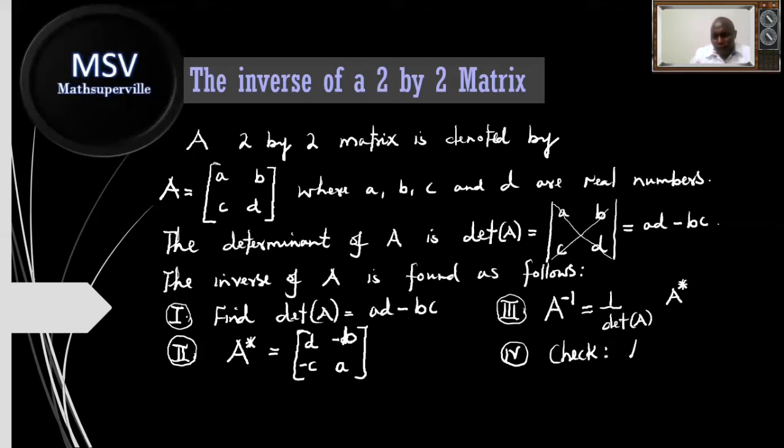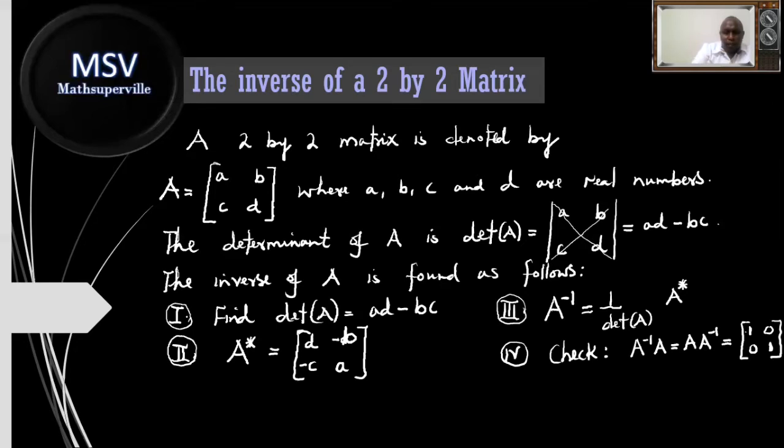So check that A inverse times A should be equal to the identity matrix. Or this should also be A times A inverse. And we should get the identity matrix. The identity matrix is the matrix consisting of ones on the leading diagonal and zeros everywhere else. And that is the process of finding the inverse of a 2 by 2 matrix.